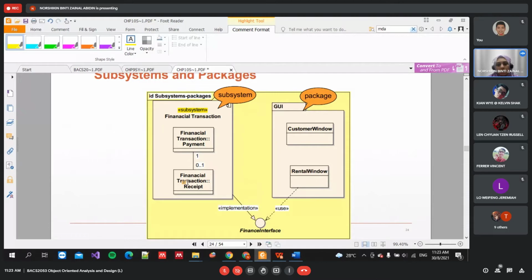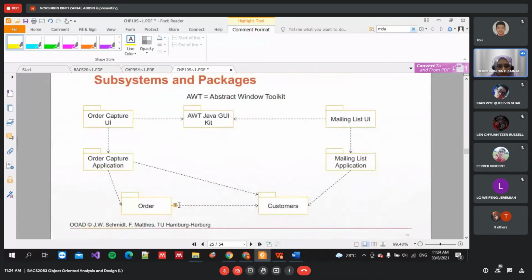Okay, this one is for the subsystem. However, this one is for the package. So this one we will implement and use the package to come out with a finance interface. Okay, so this is how they link together or how they work together.